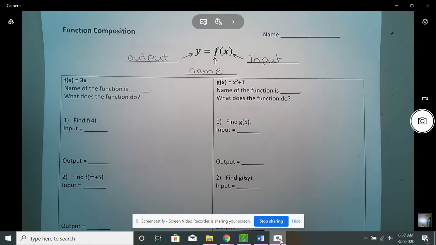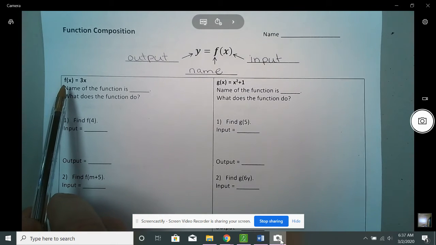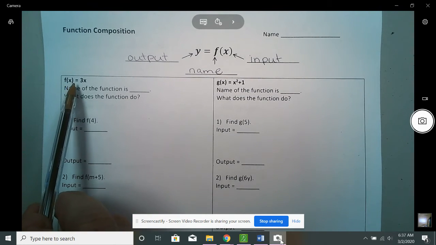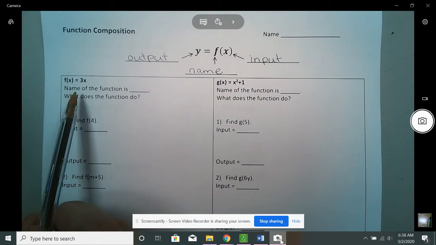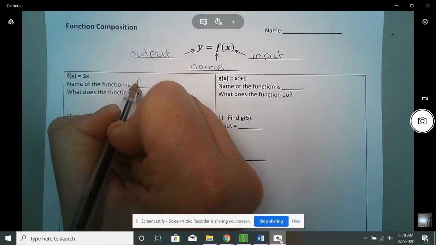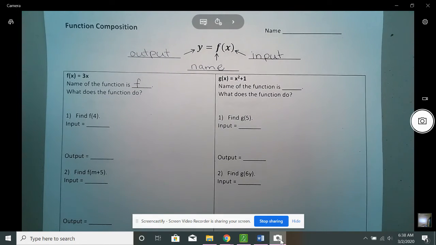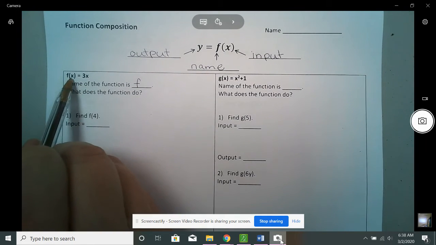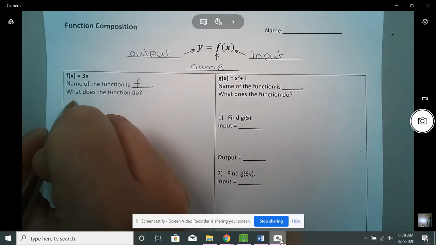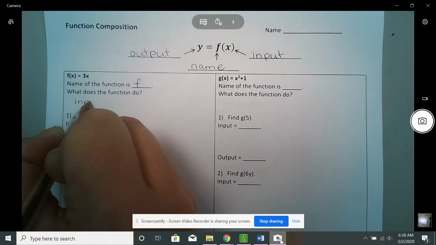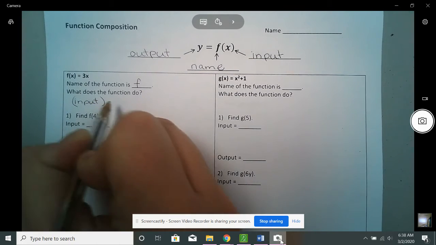Let's look at a few examples. Here's a function named f of x. It is equal to 3x. So let's just break this down a little. The name of the function is function f. And here's what the function does. Whatever you put into the function gets multiplied by 3. So this is going to be input values times 3.